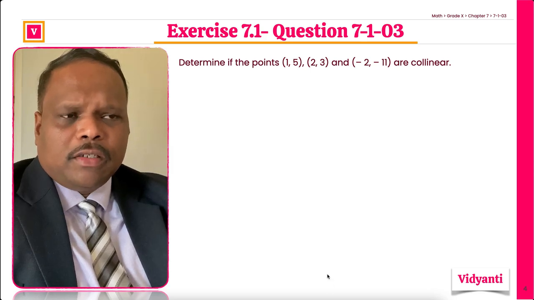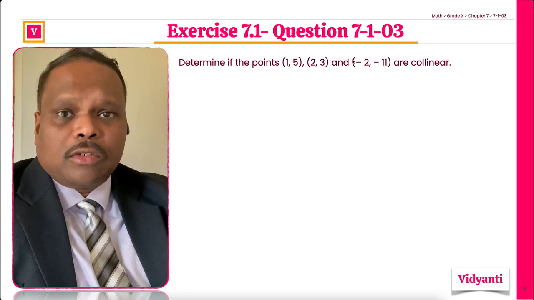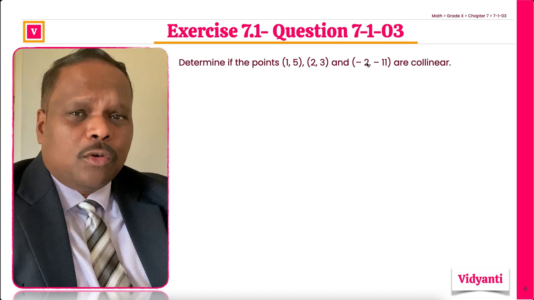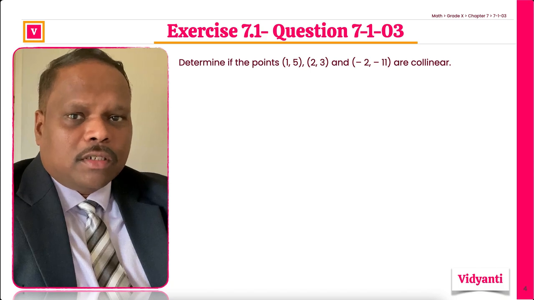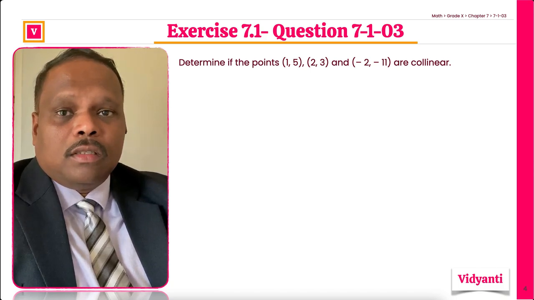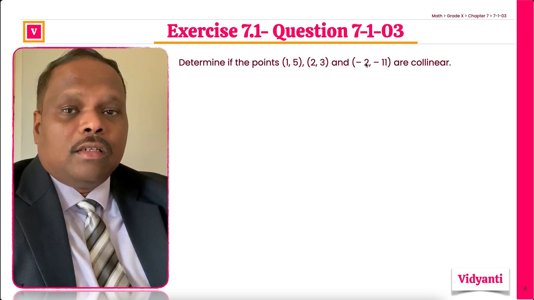One of the techniques is to calculate the slope between the first and second points, and calculate the slope of the line between the second and third point. If the slopes are equal, the points are collinear. That's one way of doing it. But since this question is from the distance formula, we are going to use the distance formula and solve this question.